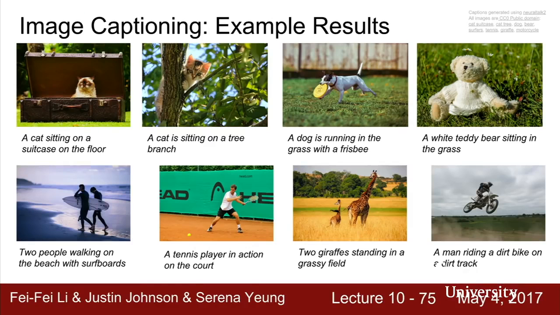So once you train these models, they actually do some pretty reasonable things. These are some real results from one of these trained models. It says things like a cat sitting on a suitcase on the floor, which is pretty impressive. It knows about cats sitting on a tree branch, which is also pretty cool. It knows about two people walking on the beach with surfboards. So these models are actually pretty powerful and can produce relatively complex captions to describe the image.